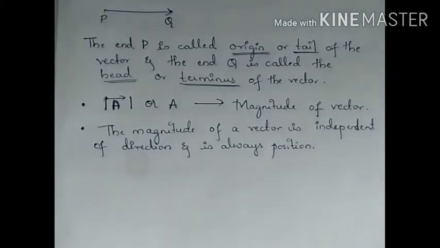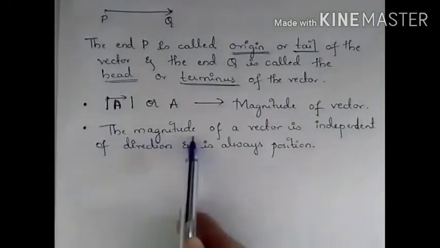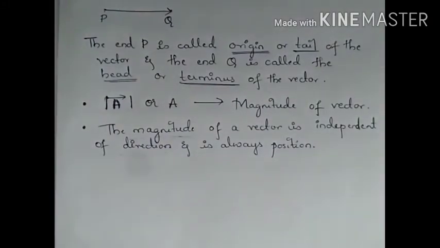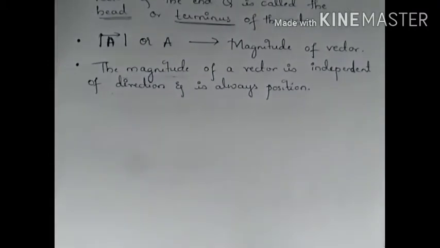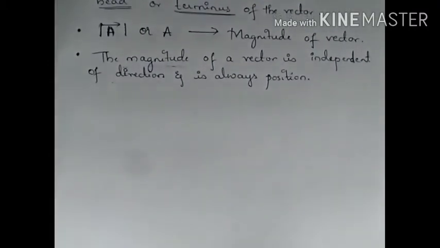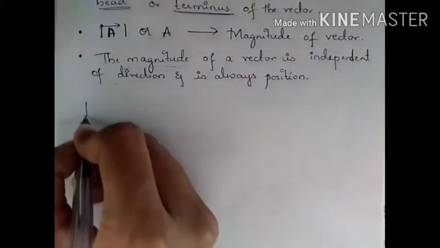So if you ever say the magnitude of a vector, then you are actually representing the positive value of the vector. So this magnitude is independent of the direction of the vector. Now the next concept is position and displacement vectors.